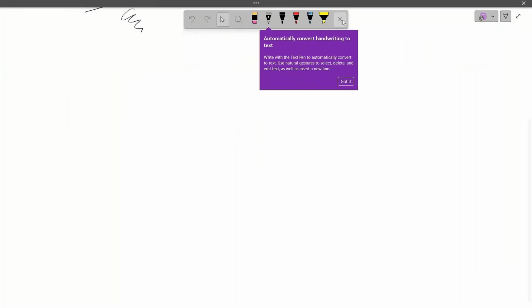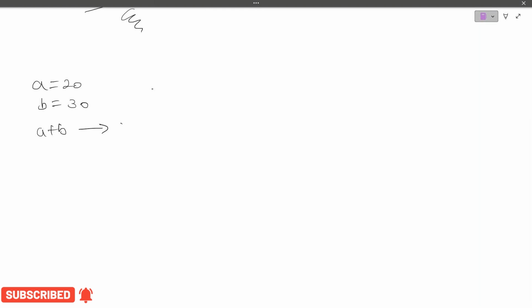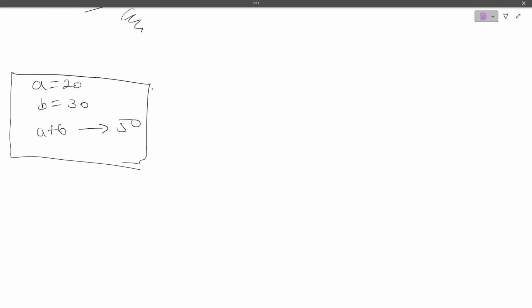Try to understand this, okay? There is a source code. I have written A is equals to 20, B is equals to 30, and I am writing A plus B. What is the answer of this? 50. This I have written and I have given it as, let's say, sum dot py.